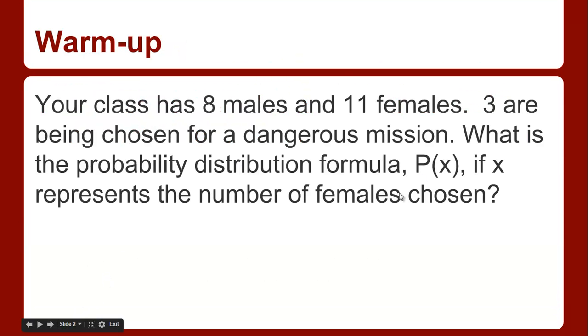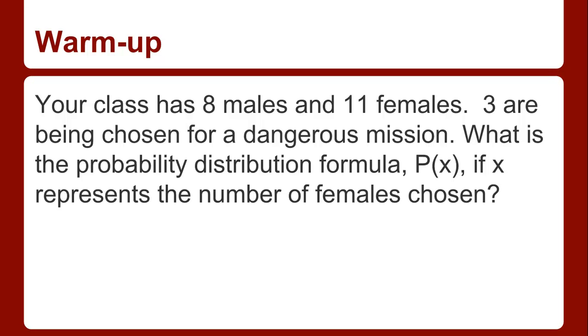So the warm-up here is: your class is 8 males and 11 females, and 3 are being chosen for a dangerous mission. Well, what is the probability distribution formula P of x, if x represents the number of females chosen? I can't imagine the dangerous mission that a teacher is sending a class on, but this is, I guess, just to make it a little bit exciting.